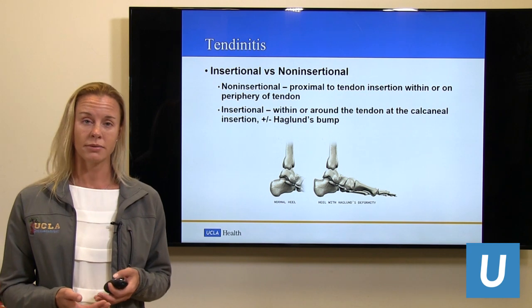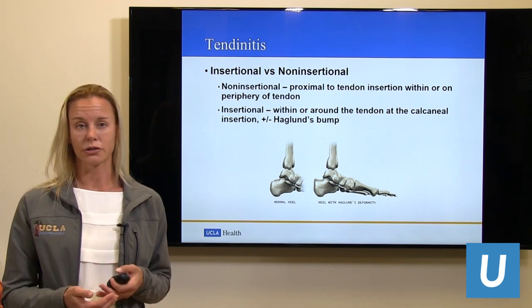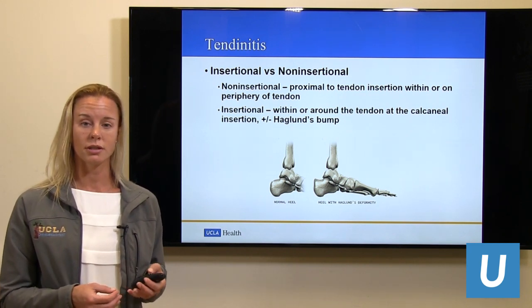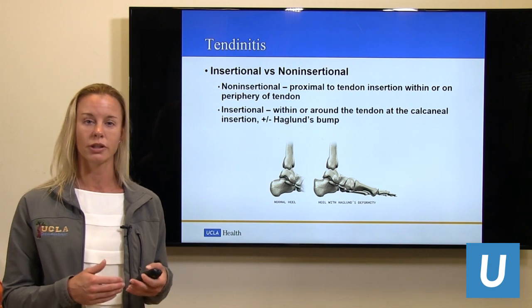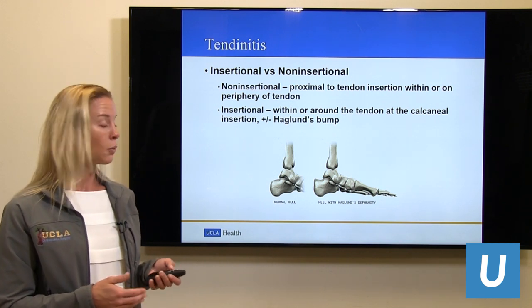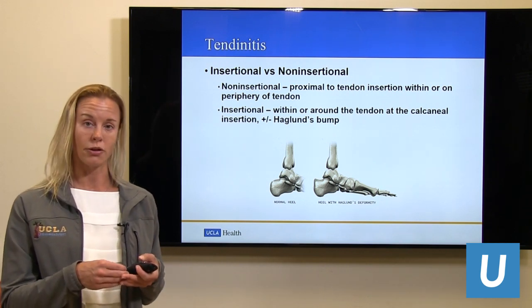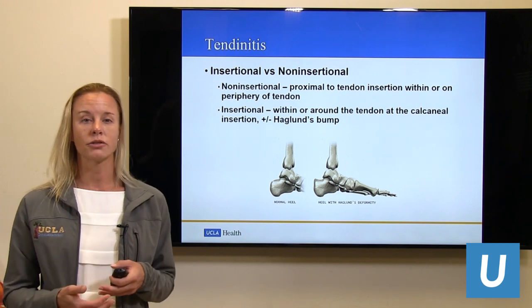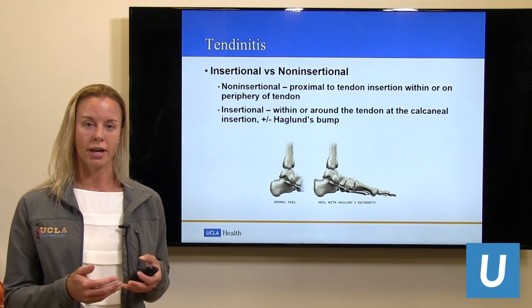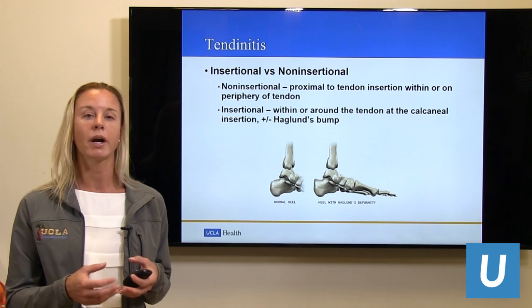There's two different types. There's insertional and non-insertional. The insertional tendonitis is where you get pain closer to your heel. So it happens basically where the Achilles meets that heel bone on the back there. The non-insertional is a little bit higher than that, so just behind your ankle.